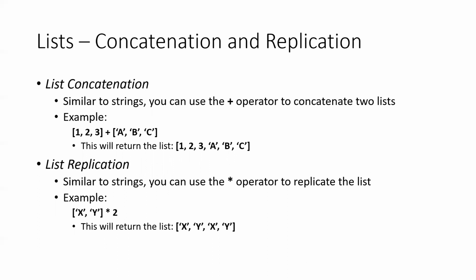Just like strings, we have list concatenation and list replication. So you can use the plus operator in order to concatenate two lists together. For example, this one here will result in this end list. If we use replication, it will take whatever's inside of that first list and replicate it twice in that order.